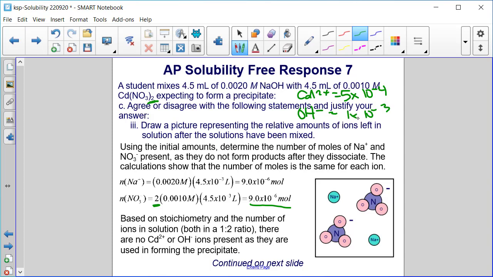2 of these will react for every 1 of these. And if I double this, I get 2 times 10 to the minus 3. And the ratio here is 4 to 1. So this will precipitate or form exactly 4 molecules of cadmium hydroxide. And so no excess cadmium or hydroxide ions are remaining. Okay, so based on the stoichiometry and the number of ions in solution, there are no excess cadmium or hydroxide ions present as they're used in forming the precipitate.